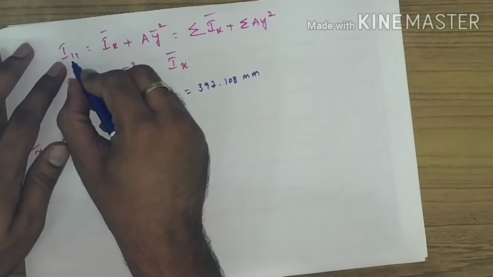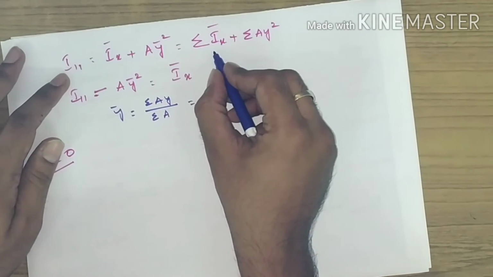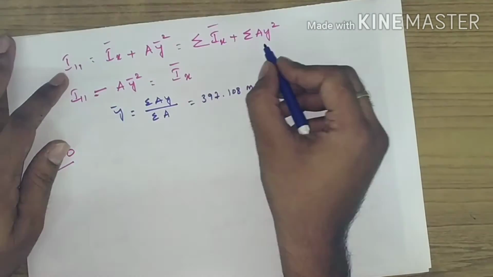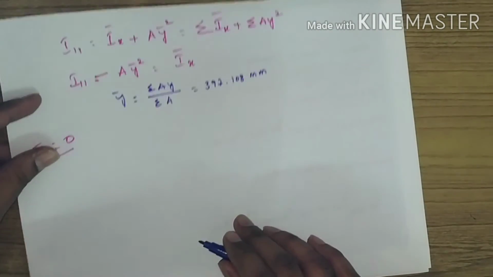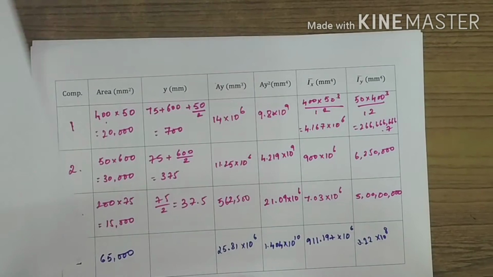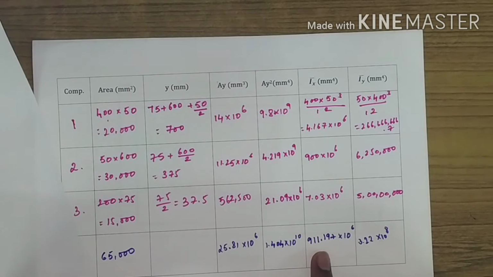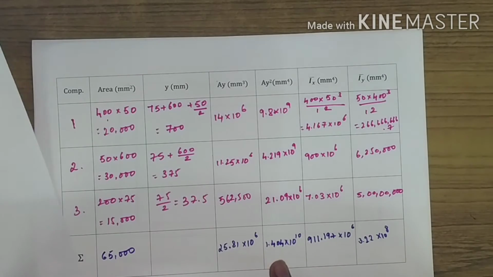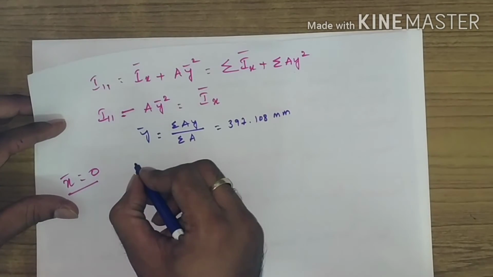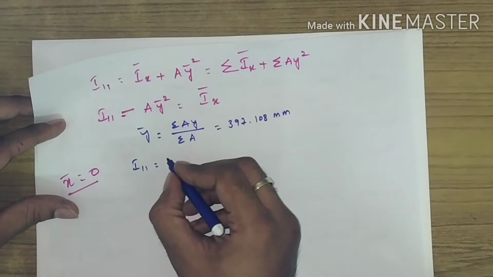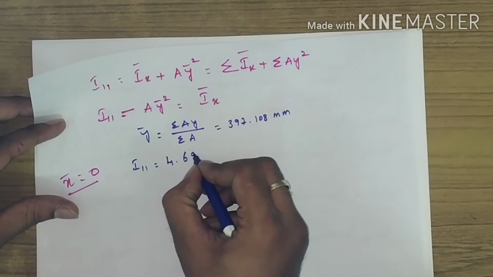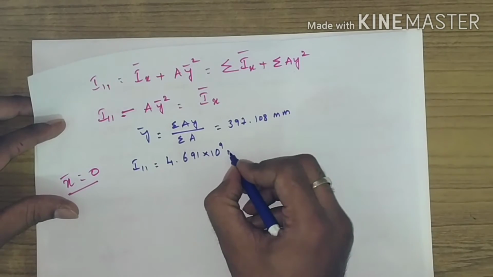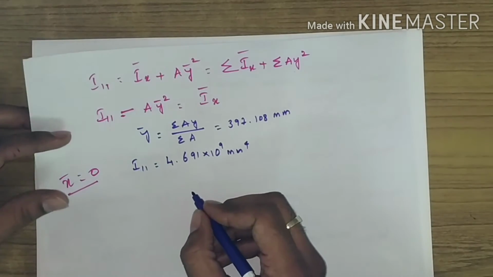Now let us substitute in the formula here. So we have to determine I11 first. We have summation of Ix bar, the value is known to us, plus summation of AY square, right? So here we have the values. Summation of Ix bar will be 911.197, and addition to that, summation of AY square 1.404 into 10 power 10. So if you substitute that, you will get the value of I11 to be 4.691 into 10 power 9 millimeter to the power of 4.